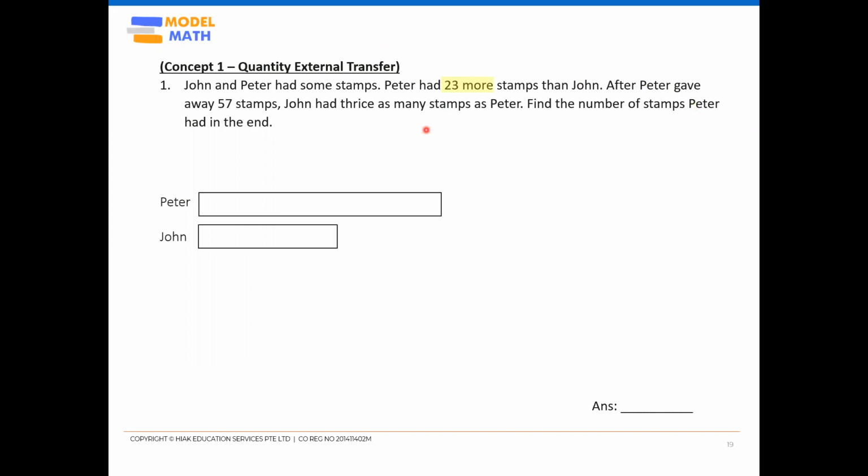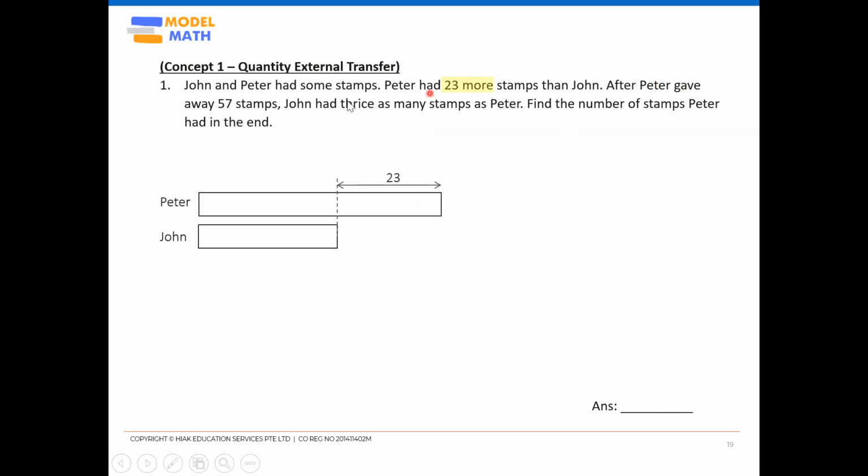Peter, 23 more than John. So since you are relying on just the model method alone, make sure you draw your model long and big enough. This is the 23 more. Now, of course, you can put the 23 inside, no issues. That's fine as well. You do not need to write outside here.